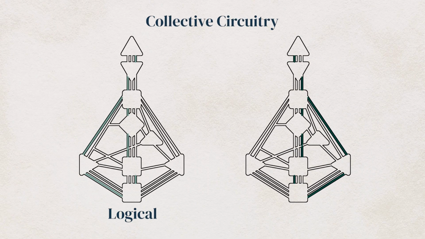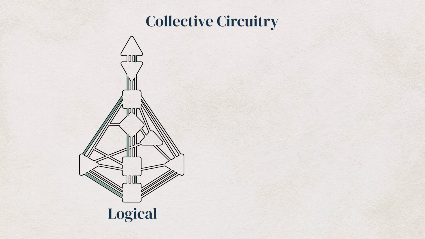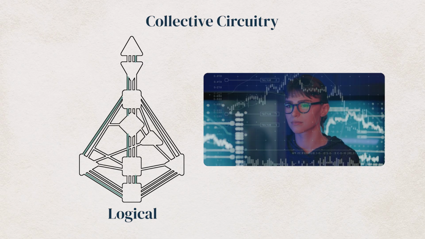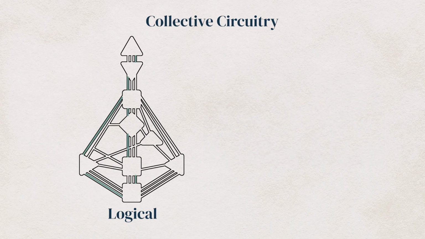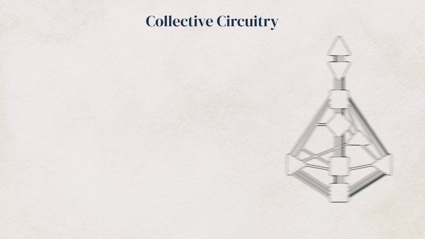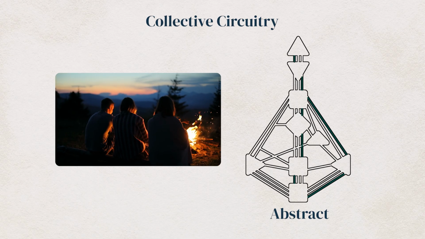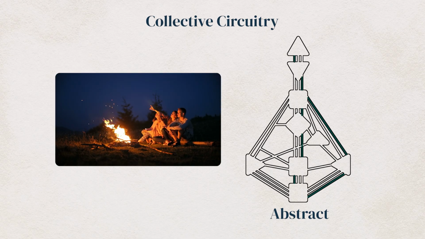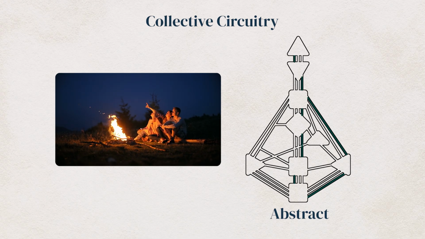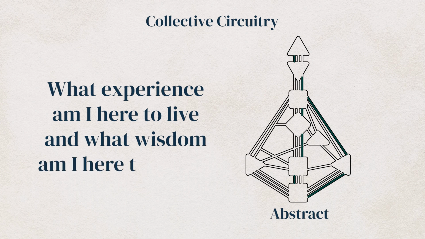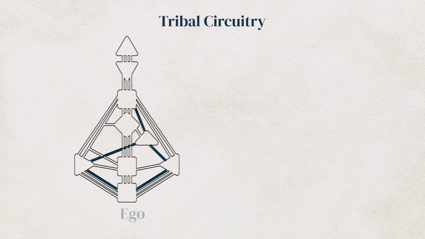Collective circuitry can be logical or abstract. Logical circuitry is all about finding the patterns in life and correcting the patterns to make the future better. They are asking, what am I here to improve or make clearer? The abstract or sensing collective circuitry is here to learn and correct through lived experience, through shared lived experience. This circuitry is asking the question, what experience am I here to live, and what wisdom am I here to learn and share? Tribal circuitry has two types.